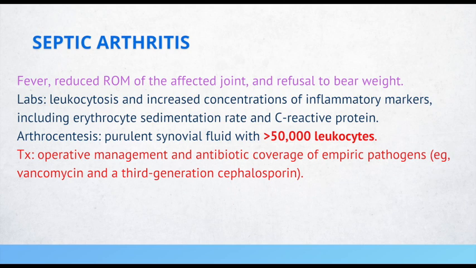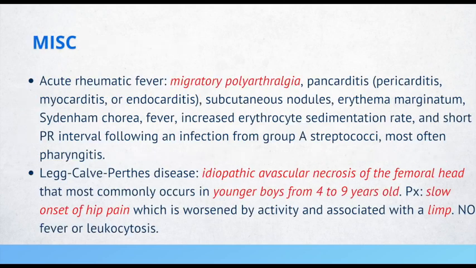Acute rheumatic fever. Patients with this condition may have migratory polyarthralgia, pancarditis, subcutaneous nodules, erythema marginatum, fever, increased ESR, and prolonged PR intervals following an infection from group A strep, most often pharyngitis. So if a patient had a group A strep infection or pharyngitis, and then they have this pancarditis and subcutaneous nodules, you want to think about acute rheumatic fever.